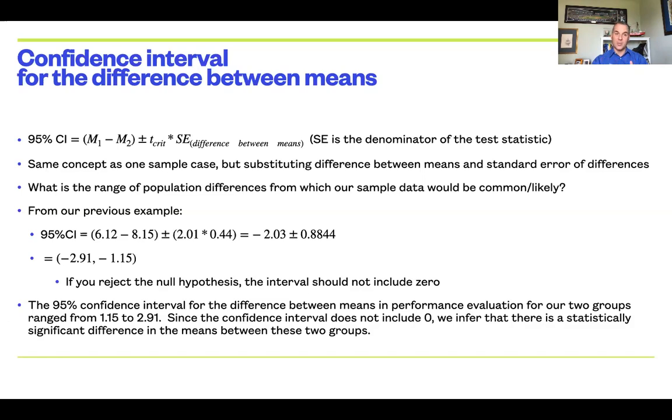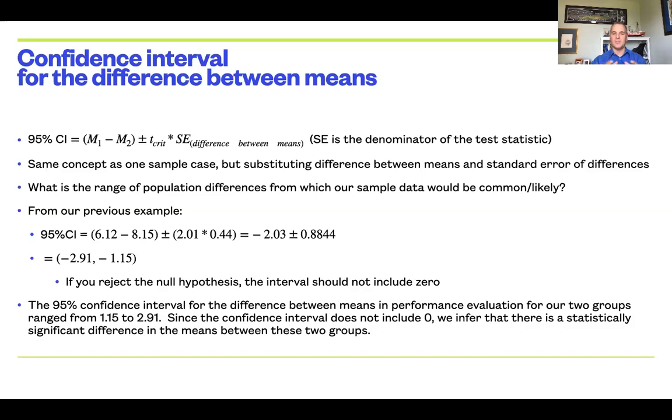So in our example that we used earlier with our transformational and transactional leadership, the 95% confidence interval would have been the difference between means, 6.12 minus 8.15. Excuse me, 2.03 is the difference there. Plus or minus 2.01 times 0.44. Now, 2.01 is the critical t. So I went and looked up, we had 50 degrees of freedom.